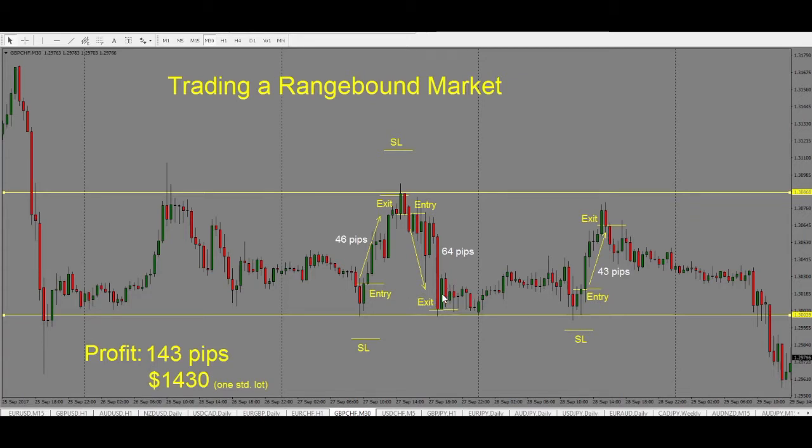Now we're looking for price to react at this level. So here we have another reaction. We could take this trade, but here is a better signal.